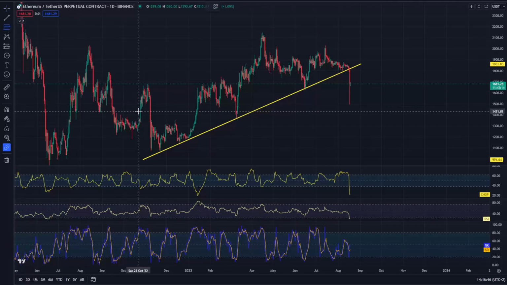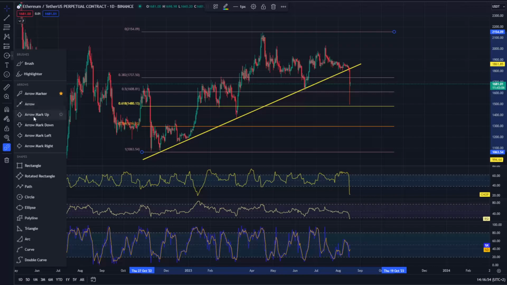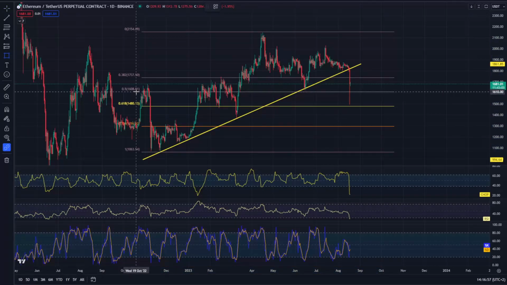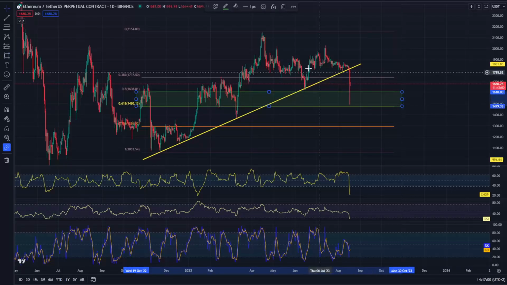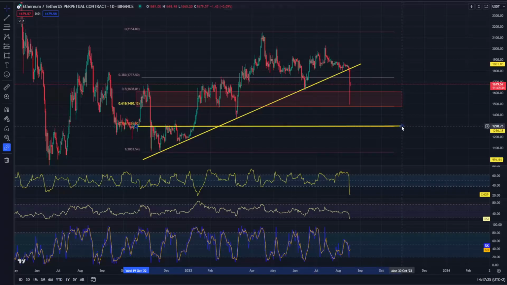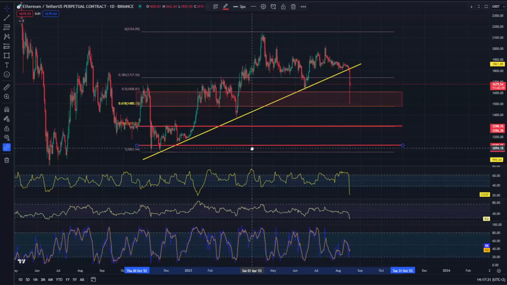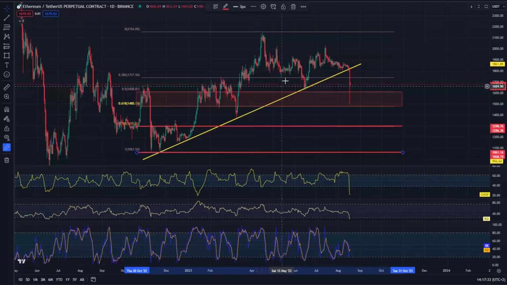Now let's move on to marking the places of support. We will use the fib retracement tool to mark the supports, and as you can see, first we have the support zone from $1,610 to $1,479, which at the moment held the price. The second very strong support at the price of $1,298, and then we can see a drop to around the support level $1,061.